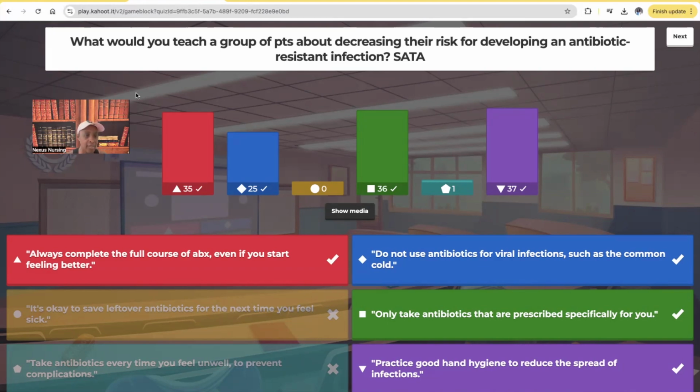It's okay to save leftover antibiotics for the next time you feel sick. Absolutely not. You need to take the entire course to make sure that all of that bacteria is eliminated. They don't have a chance to reproduce and get stronger. Only take antibiotics that are prescribed specifically for you.